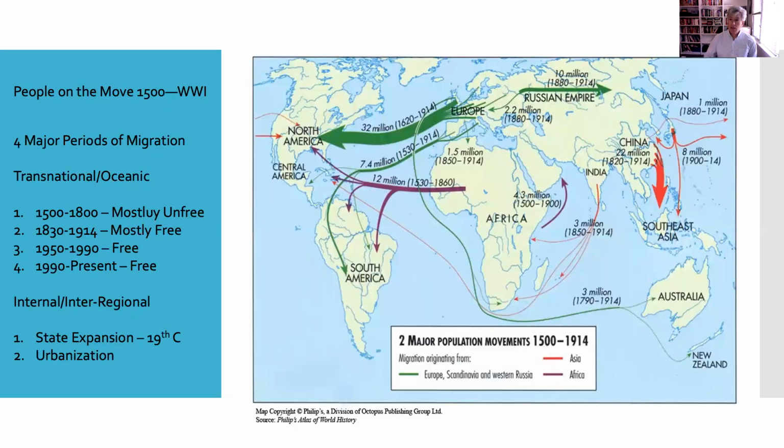Okay, so we're going to talk generally about 4 periods of major migration. One before the 1800s, and I'm going to emphasize here that this is mostly unfree populations. People are being kind of forced to move, right? They're being transported or forced out for the most part.